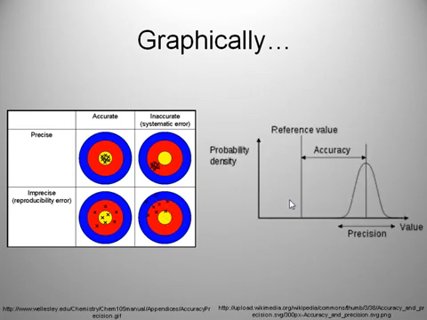We can also represent that graphically this way. This is your reference value here, and this is your distribution of your data. How far away this peak is from your true value is your accuracy, and how wide this hill is here is a measure of your precision. If they're all the same, you have a very steep peak right here.